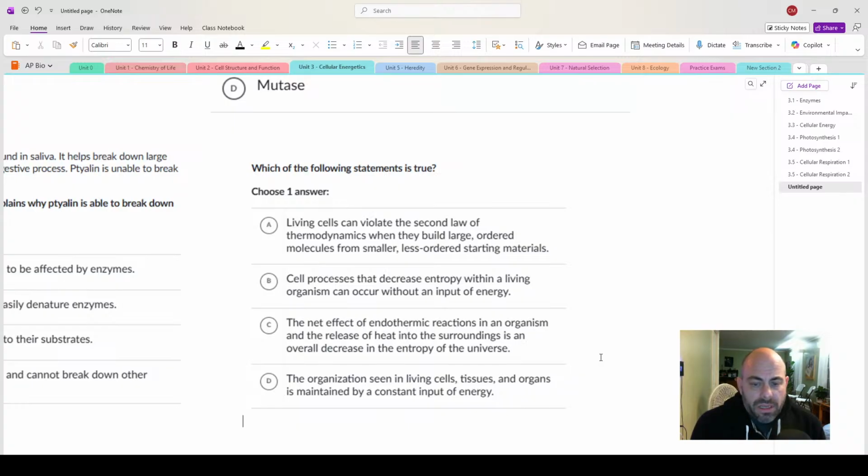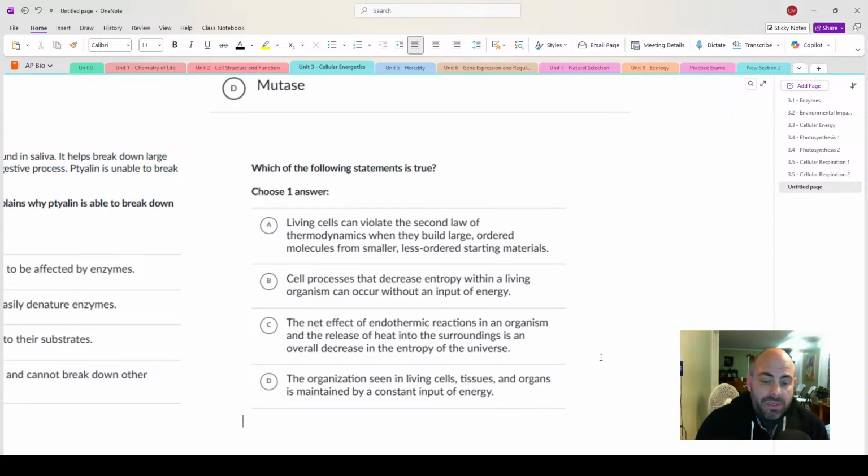Cell processes that decrease entropy within a living system can occur without the input of energy. Incorrect. The net effect of endothermic reactions of an organism is the release of heat into the environment. Is an overall decrease in the... No, it's not. D is the correct answer.